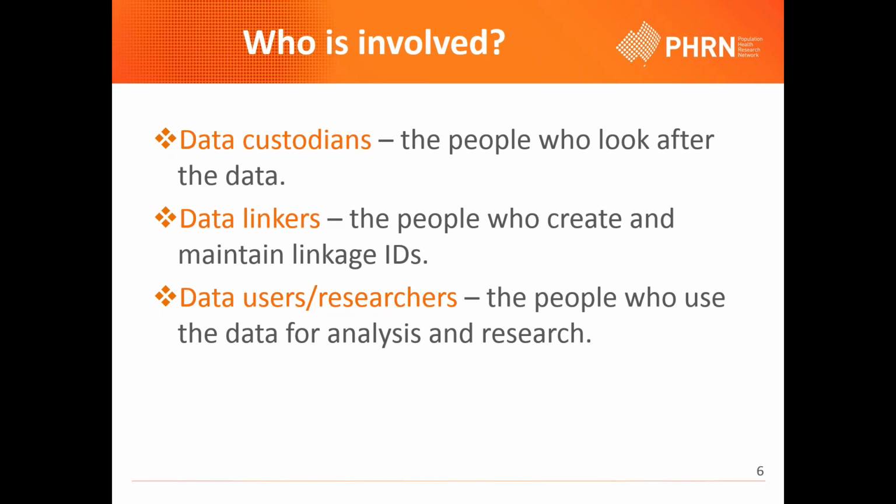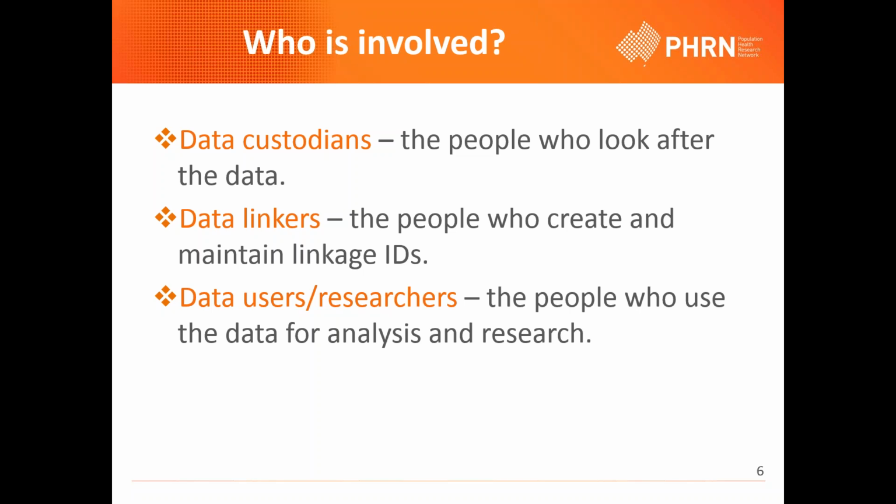The second group of people involved in the process are what we call data linkers. These are the people who create the links between the data from different sources. Sometimes we say they create linkage IDs. They create a person-specific number for each person in the data sources that they're linking. We'll talk about that more in a moment. And then finally, there are the data users or the researchers. That's you, the people who use the data for analysis and research.